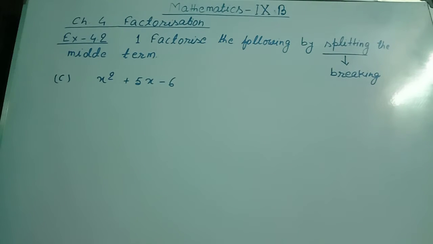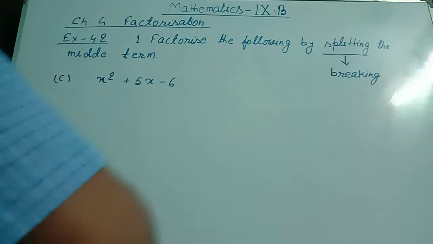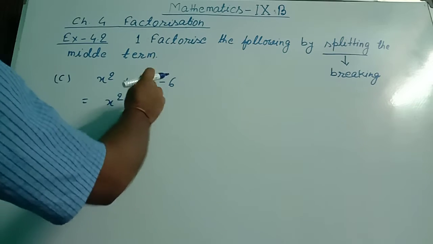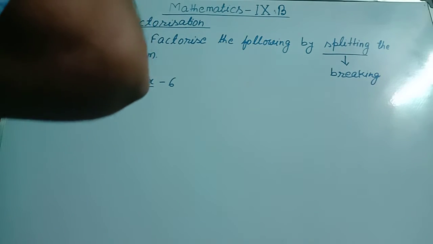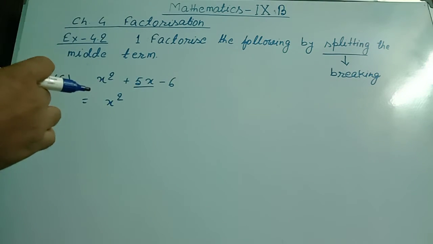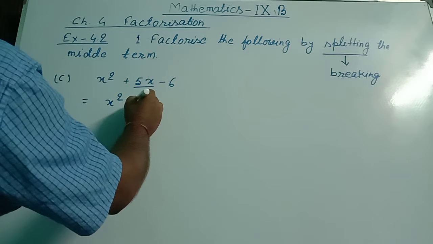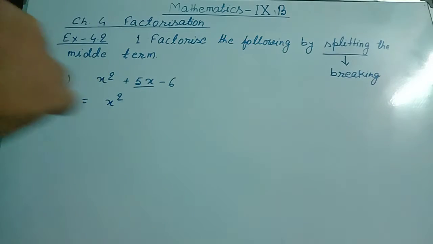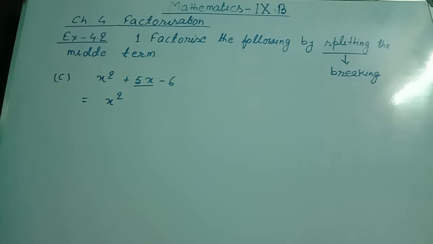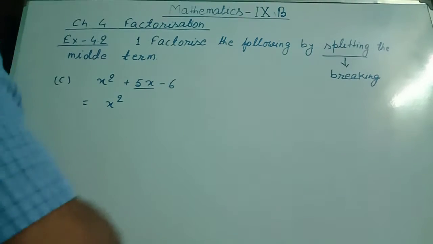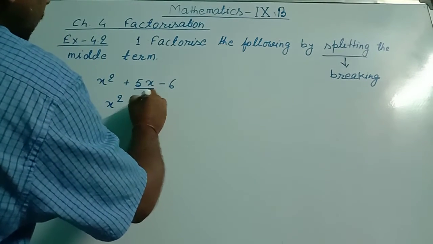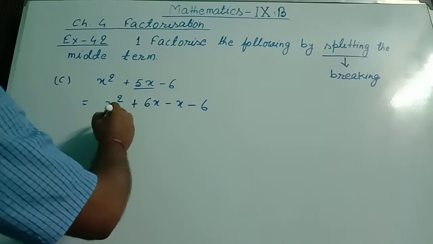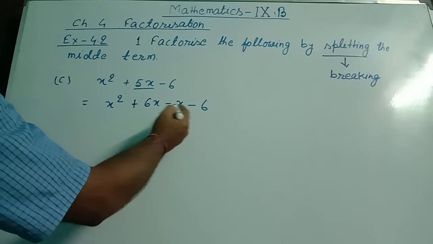In question number C, the equation is x square plus 5x minus 6. We have to split this middle term. This is the middle term, split in such a way that the addition or subtraction should be equal to 5x, but the multiplication of those constant terms should be equal to 6. If we write here plus 6x minus x minus 6, I split the middle term in this way, 6x minus x.